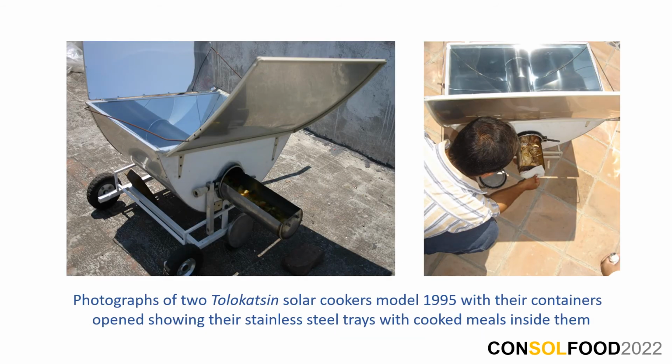Here, two solar cookers of the first model are shown with their containers open. Note the stainless steel trays with cooked meals inside them. These were rabbits, I remember.